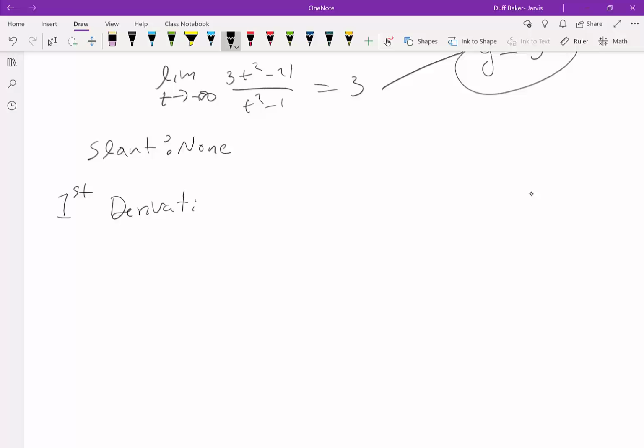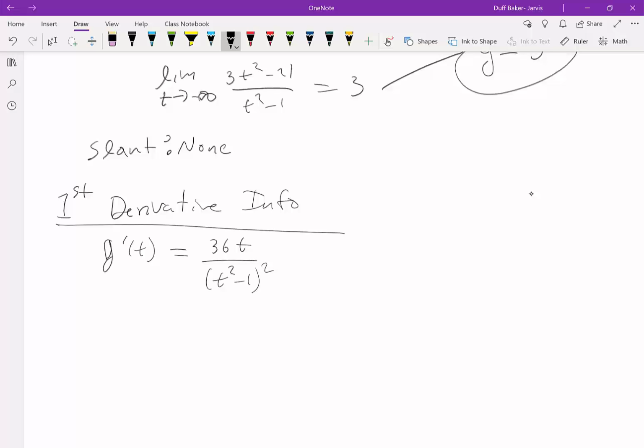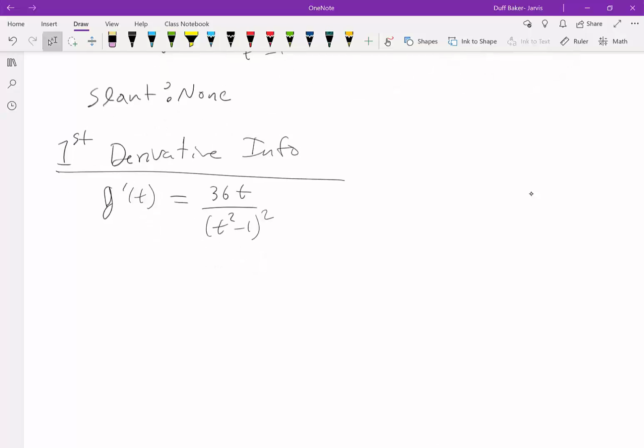So the first derivative, what does that tell us? Let's copy down the first derivative first of all. So g prime of t was 36t over t squared minus 1 all squared. And the things we always look for when we're trying to figure out where it could switch sign is where is it either 0, where does it cross through the x-axis, or where is it undefined, like what are its vertical asymptotes and stuff.